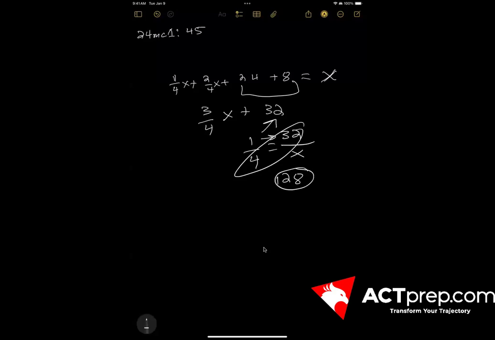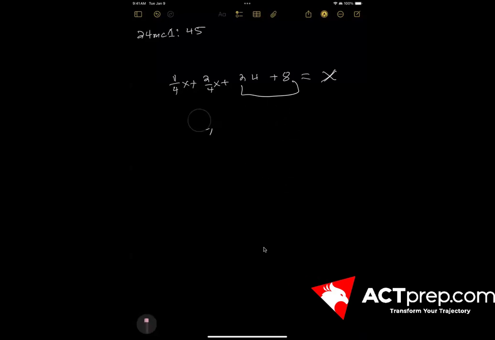If you wanted to use the equation instead of just logic through it like I just did, you could set up the equation that I have on the screen. So 1/4 of all the pies, which is just x, is the total number of pies. 1/4 of all the pies plus 2/4 of all the pies plus 24 plus 8 is equal to the total number of pies. So now we can just combine all of our x's.